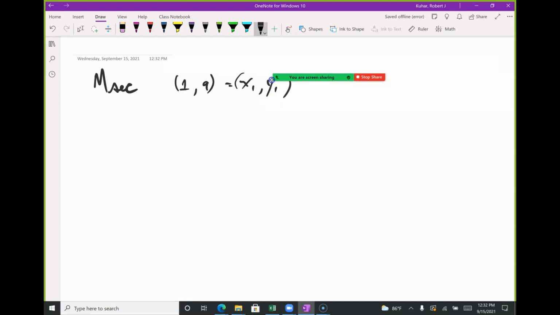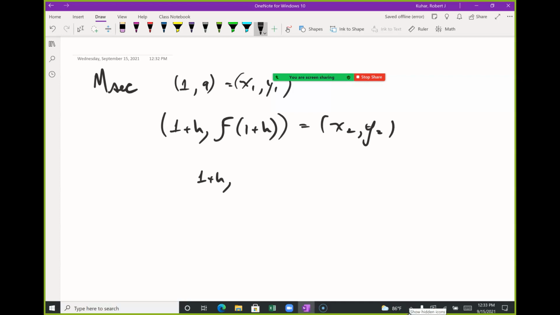I also have the point x plus h, so 1 plus h, right? So 1 plus h, comma, f of 1 plus h, which is not that difficult. This is my x2, y2. So I certainly could rewrite that as 1 plus h, comma, 9 over 1 plus h, right? That might be a little bit confusing, but I'm hoping you're okay there.